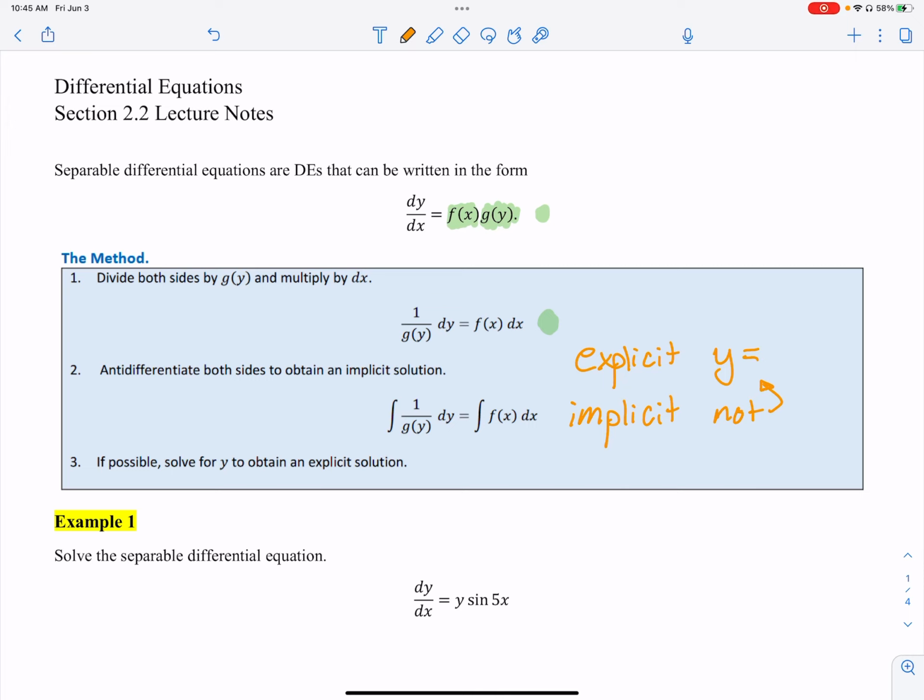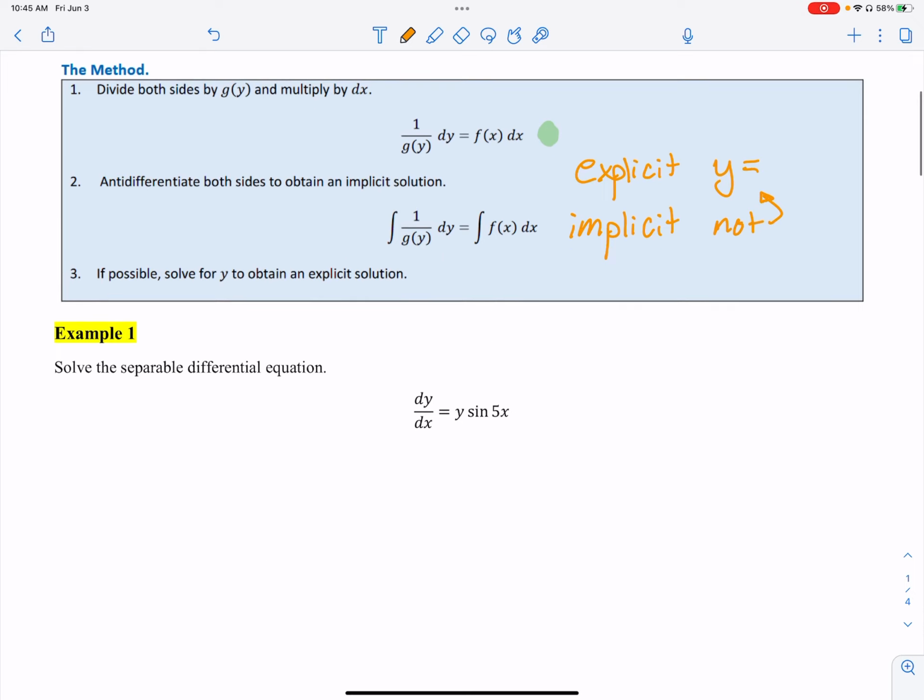Some of you guys may have actually even seen this method in Calc 2. I know from my Calc 2 class, we did get to a few of the diffy Q parts. That's changed since I've been in school. But here we go. Let's do one example.